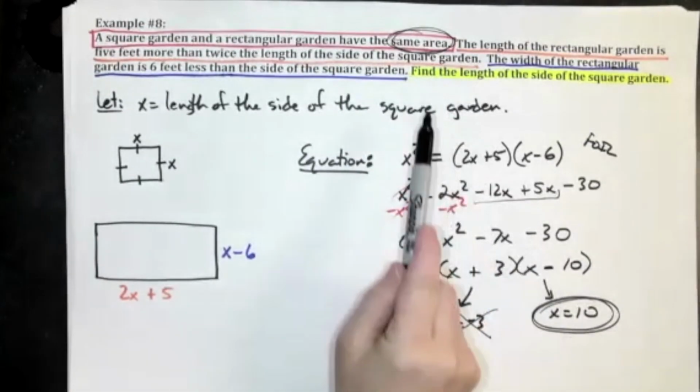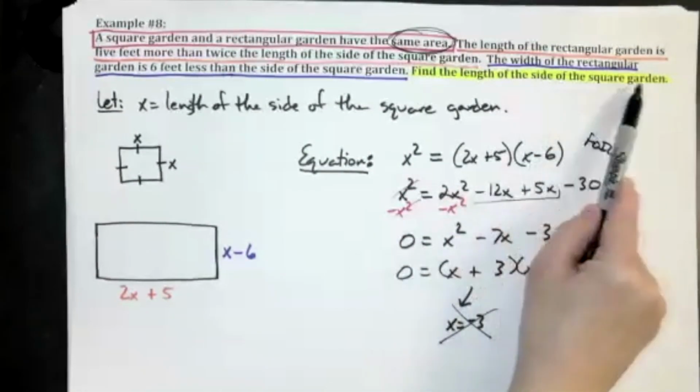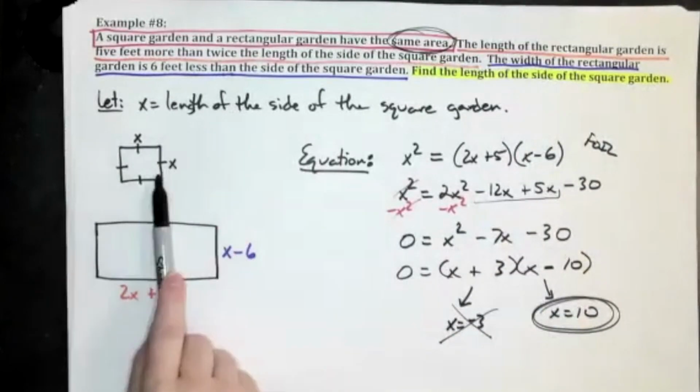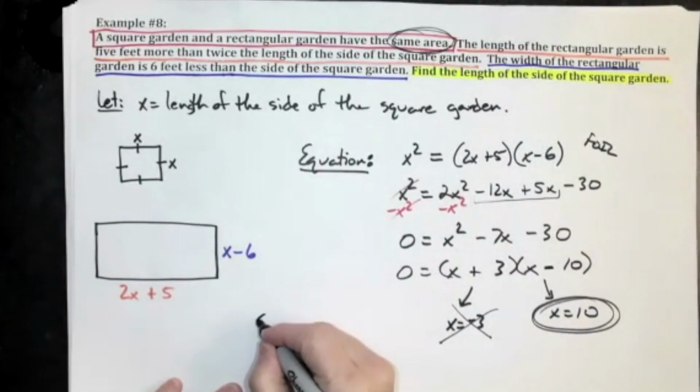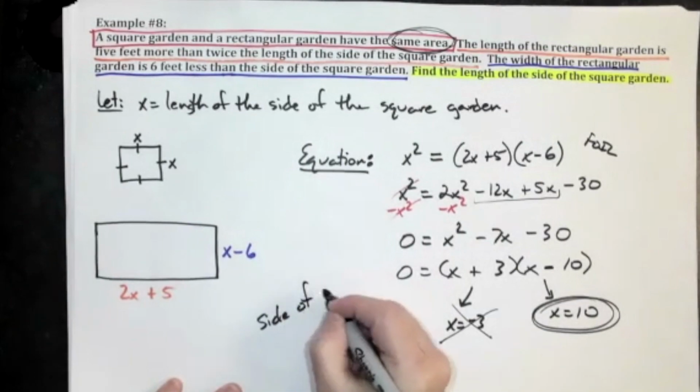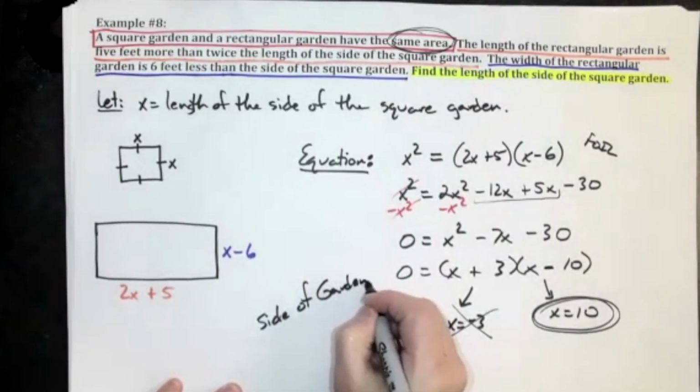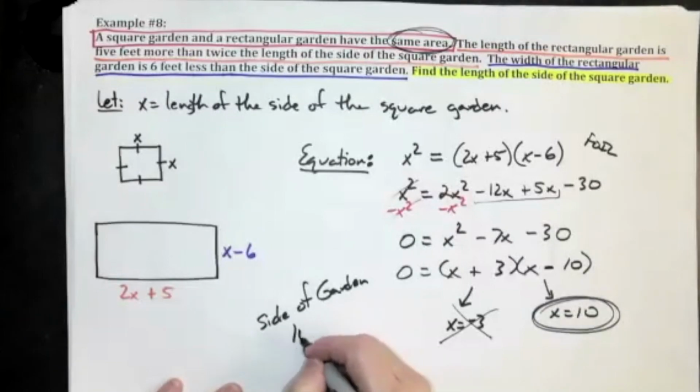All right, now, does that answer the question? Find the length of the side of the garden. We said x was the side of the garden, so yes, it does. So side of garden, 10 feet. I think it's in feet. Are we in feet? Yep, we're in feet. So 10 feet.